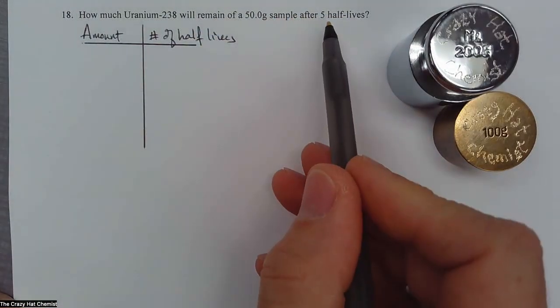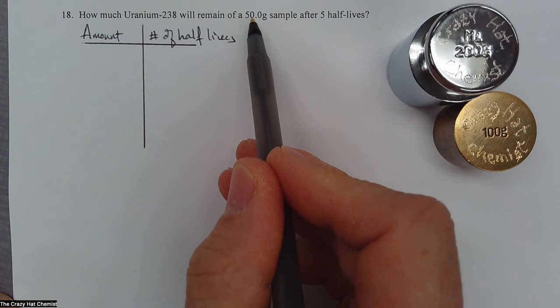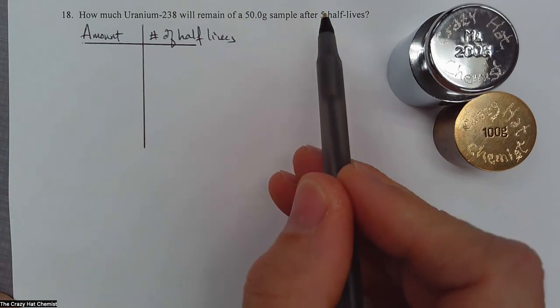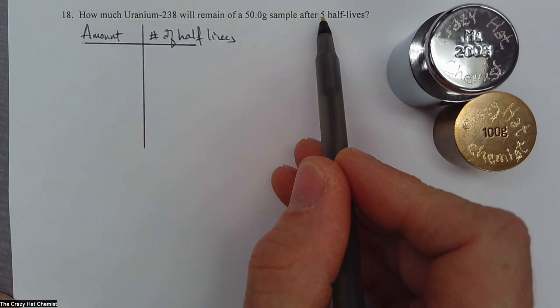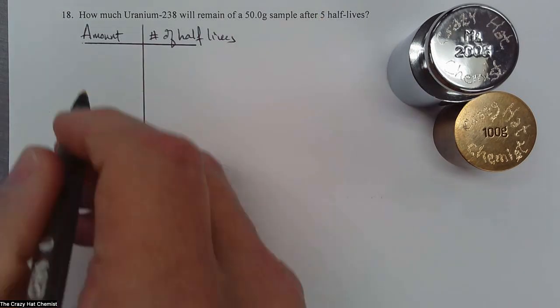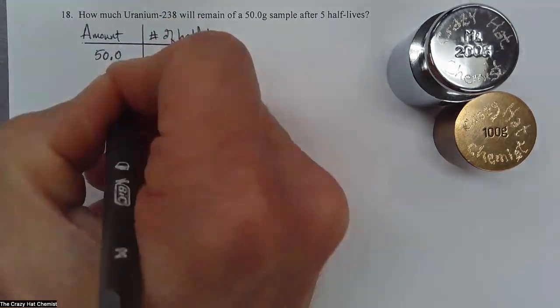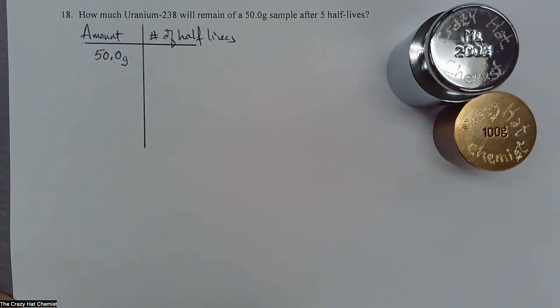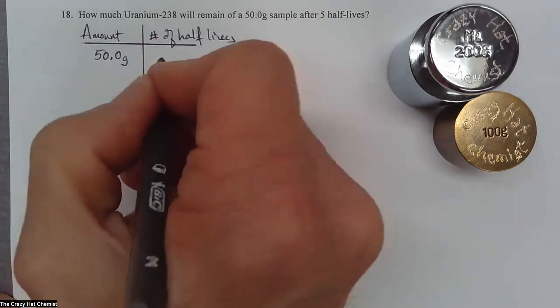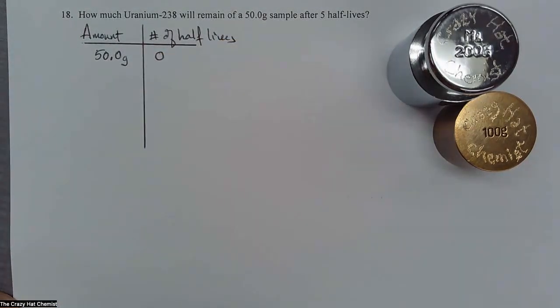Okay, so it says you start off with a 50-gram sample, and we are going to go through 5 half-lives. So the amount that we start off with is 50 grams. At 50 grams, we have not gone through any half-lives. So that is 0 number of half-lives.